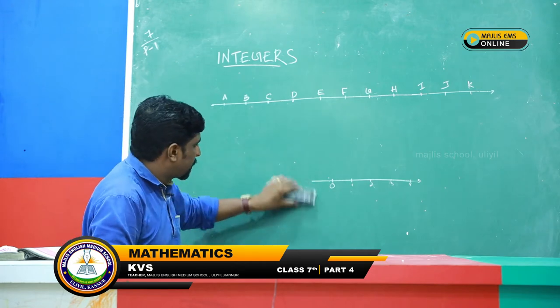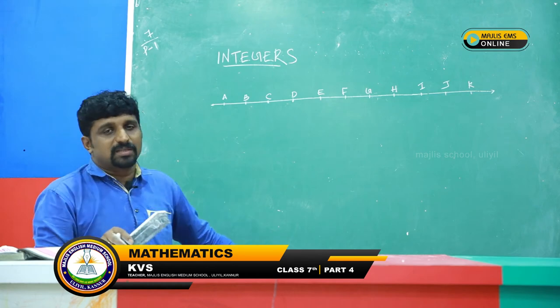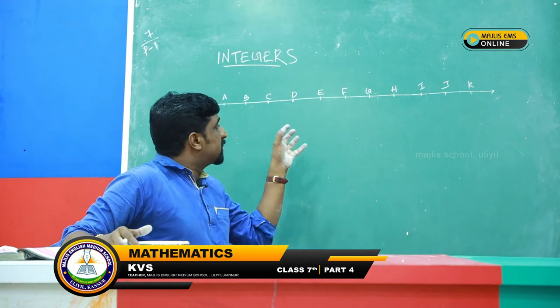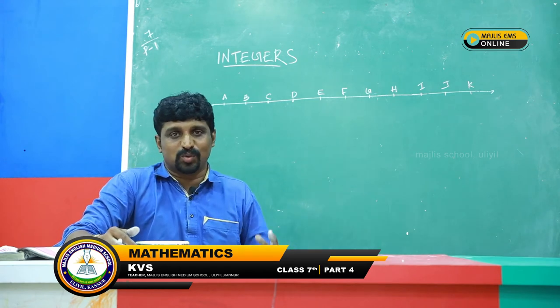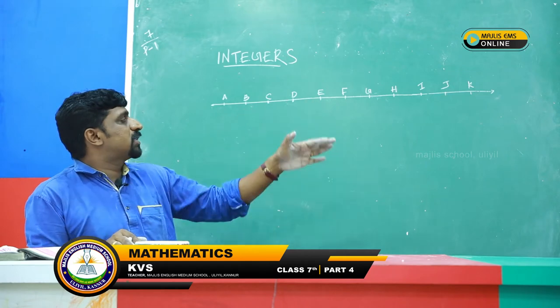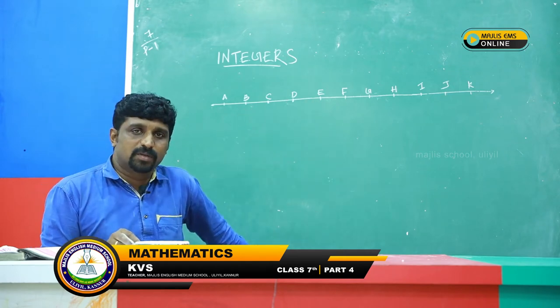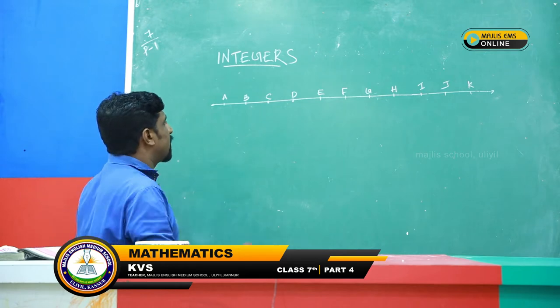Now consider this number line, and I can mark it with no numbers. I can mark the alphabets A, B, C, D, E, F, G, H, I, J, K like that. The remaining are also there, a total of 26 alphabets. I can mark only some here, A up to K only. We need to find out the value of each alphabet.